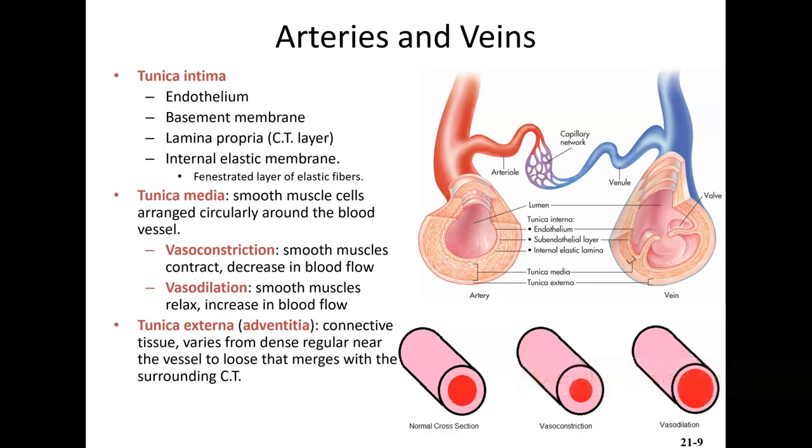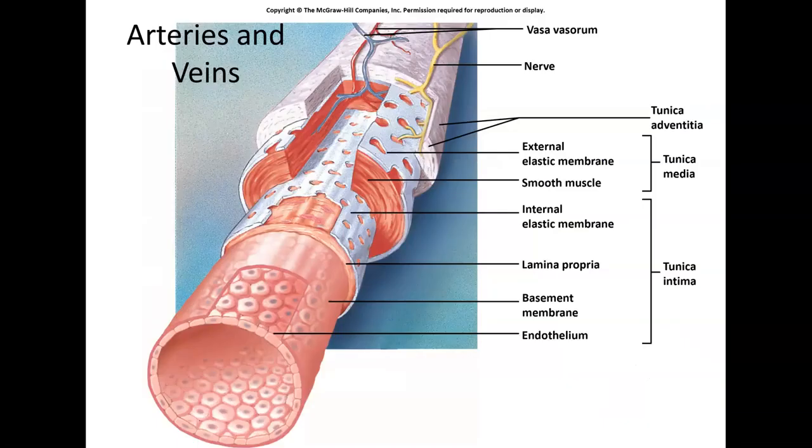And our very last layer is the tunica externa, and you could see that it is thinner in the artery than the vein. This layer is made up of connective tissue and can vary from either dense regular connective tissue near the vessel to loose connective tissue that is going to merge with the connective tissue that surrounds it.